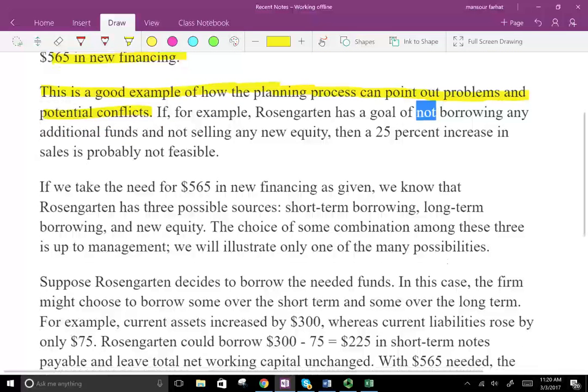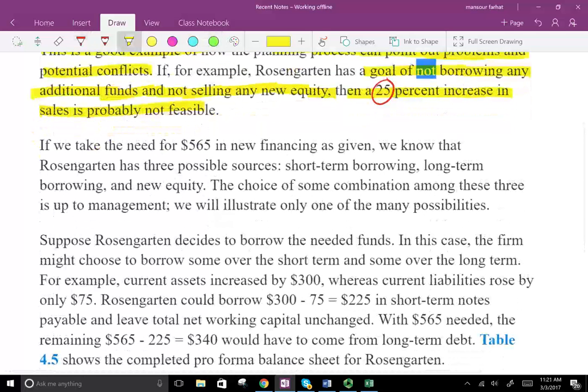If, for example, the company has a goal of not borrowing any additional funds and not selling any new equity, then a 25% increase is not feasible. What we're saying is, if the company policy is that we don't want to borrow and we don't want to raise equity, then they should not increase their sales by 25%, because they're going to be short and unable to finance themselves. We know they're going to need 565. So where can we get the money from?